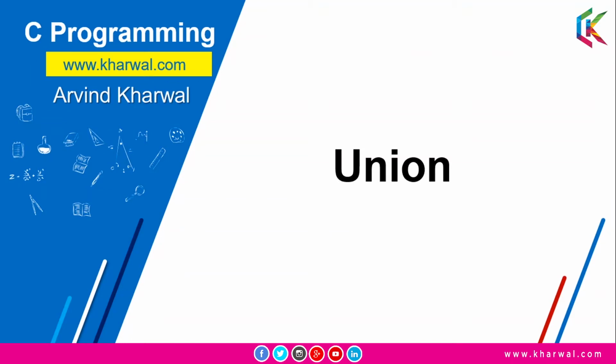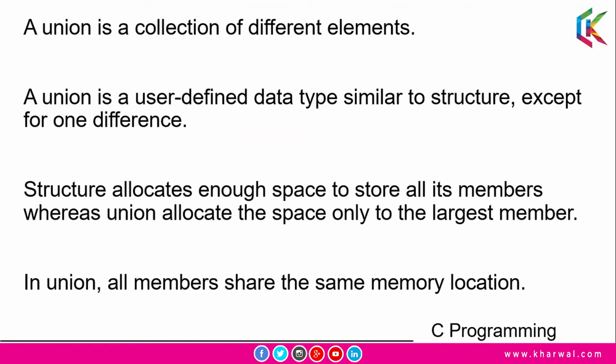In this session, we are going to discuss union in C programming. So let's get started. A union is a collection of different elements just like structure. A union is a user-defined data type similar to structure except for one difference, and that is structure allocates enough space to store all its members, whereas union allocates the space only to the largest member. So we can say that in union all members share the same memory location.